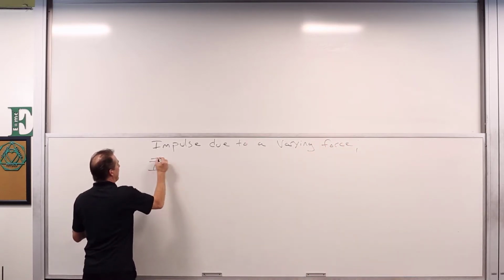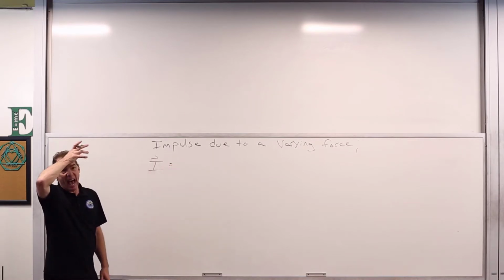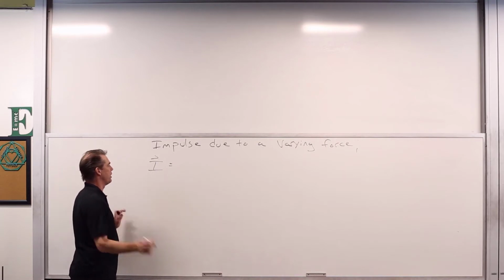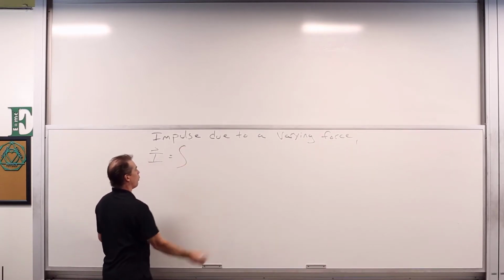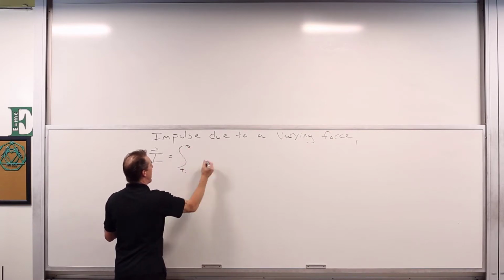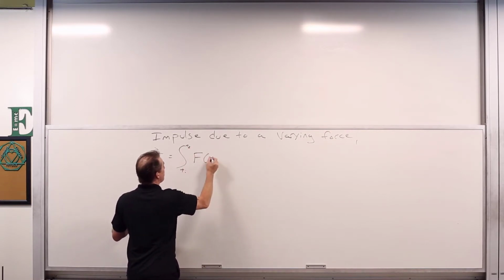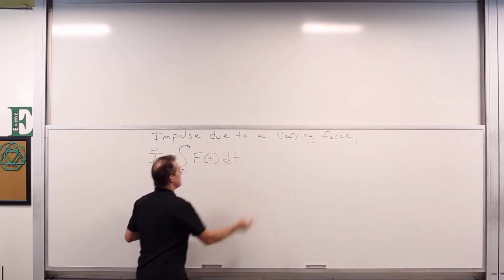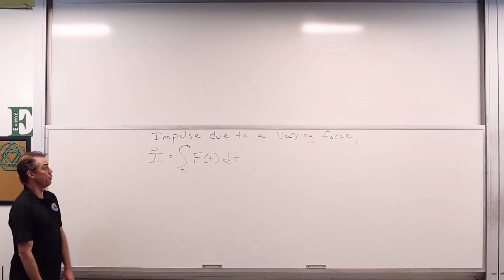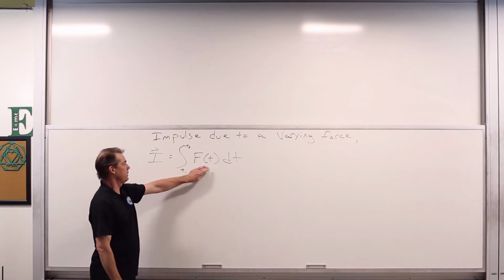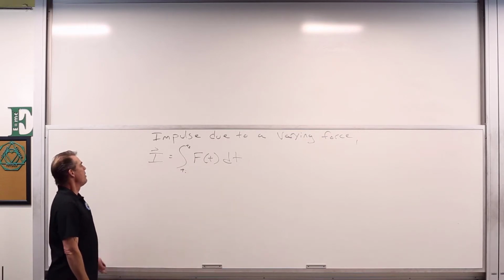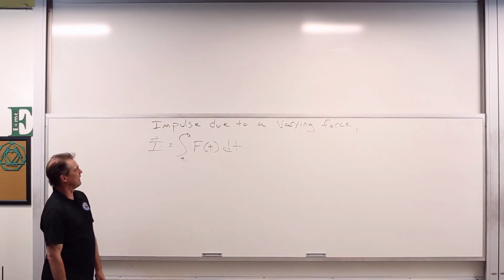What we will have is that the impulse now has to add up the changing force over the time interval under consideration. So for this, that invokes some integration. We've got some t initial to some t final of some F of t dt. That is how we define impulse due to a varying force. Add up the contributions of the changing force over the time interval under consideration. So let us take a look at this.